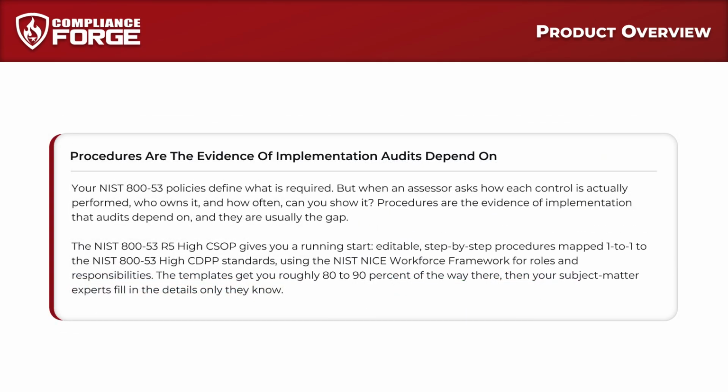Your NIST 853 policies define what is required. But when an assessor asks how each control is actually performed, who owns it and how often, can you show it? Procedures are the evidence of implementation that audits depend on, and they are usually the gap. The CSOP gives you a running start. Editable, step-by-step procedures, mapped one-to-one to the NIST 853 high CDPP standards using the NIST Workforce Framework for roles and responsibilities. The templates get you roughly 80 to 90% of the way there, and then your subject matter experts fill in the details only they know.